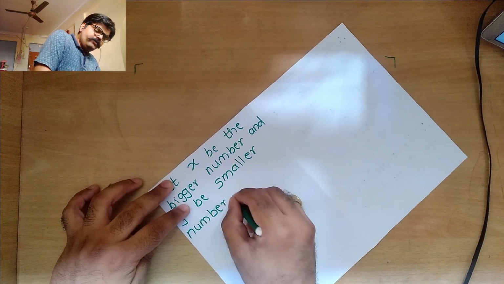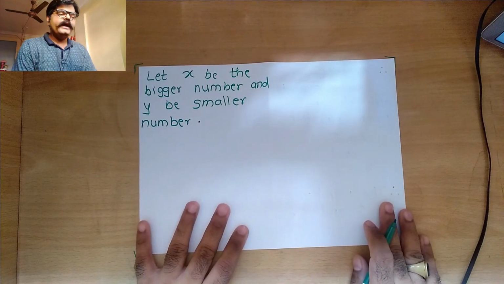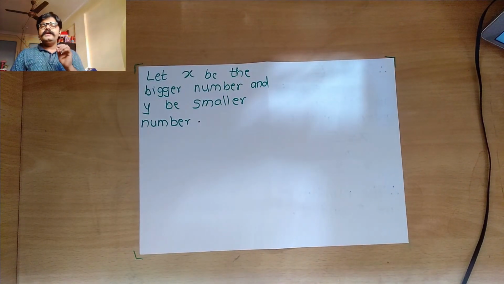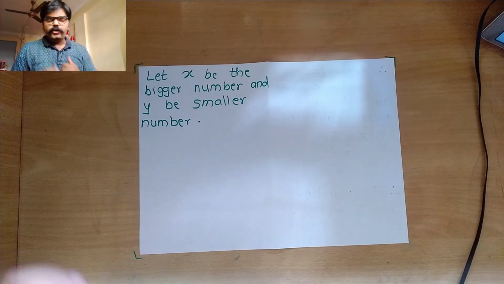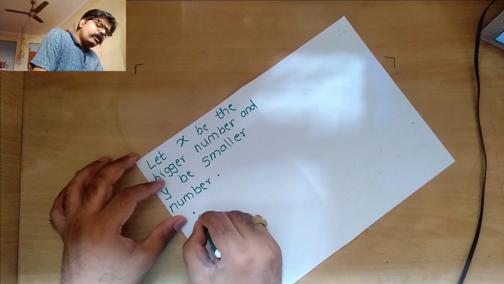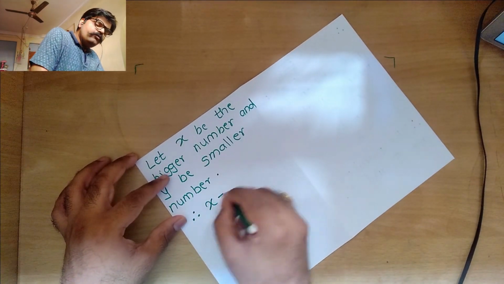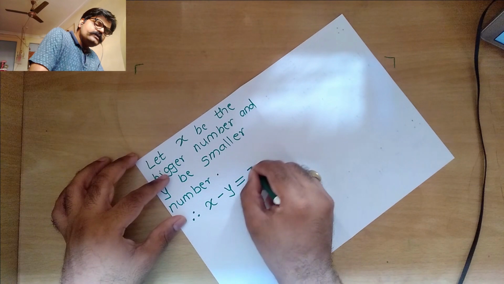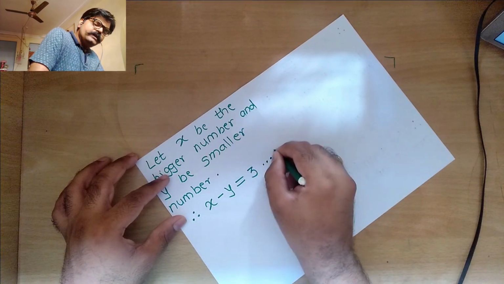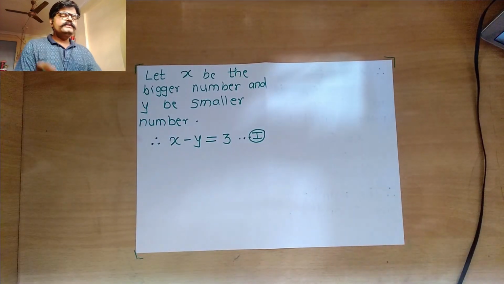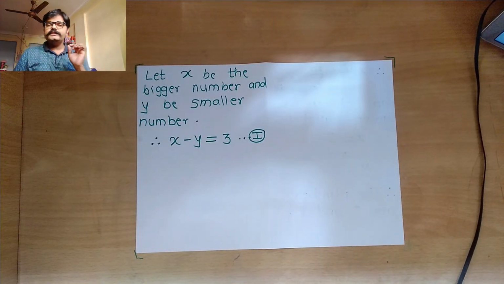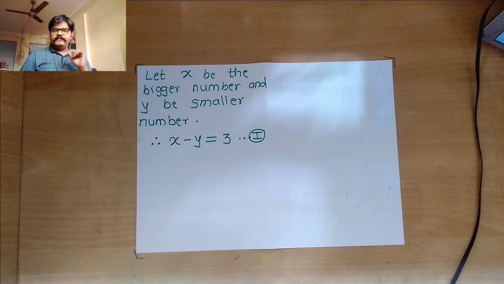ठीक है. Now if we have established this fact, then certainly when we are supposed to calculate their subtraction, how exactly to go ahead is that bigger number minus smaller number. Therefore according to the first condition, what we have is that x minus y is equal to 3. That should be considered as our equation number 1. This is the first equation, this is the first condition they have given us.